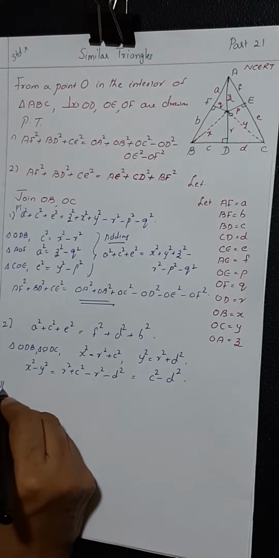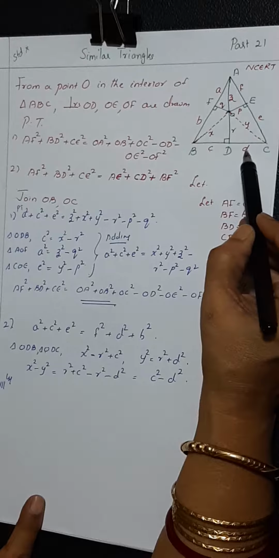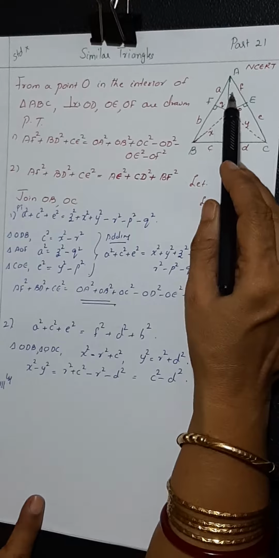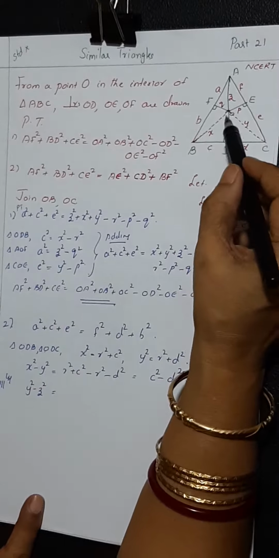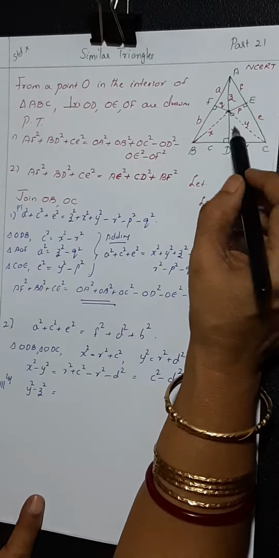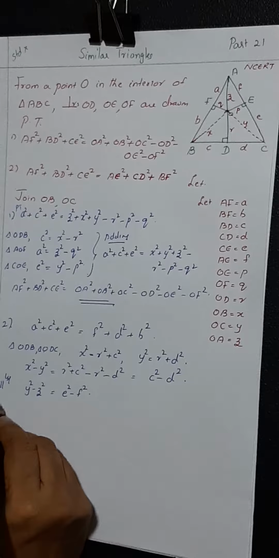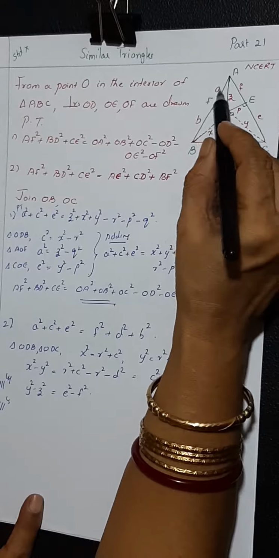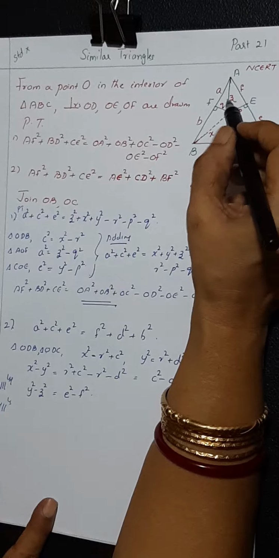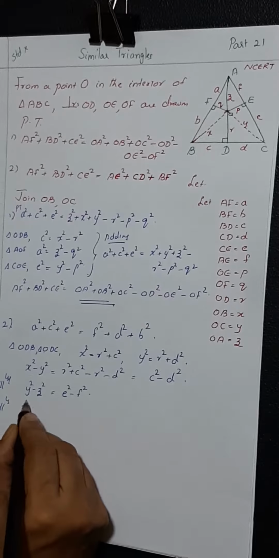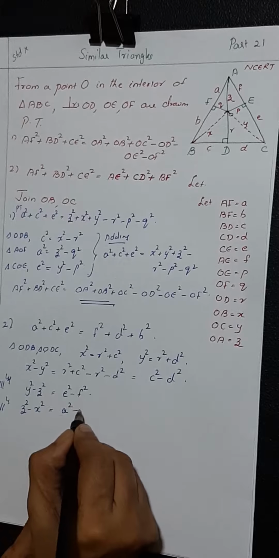Now similarly, we can write x squared minus y squared is c squared minus d squared. Similarly, we will write y squared minus z squared, which will be e squared minus f squared. And similarly, z squared minus x squared will be a squared minus b squared.